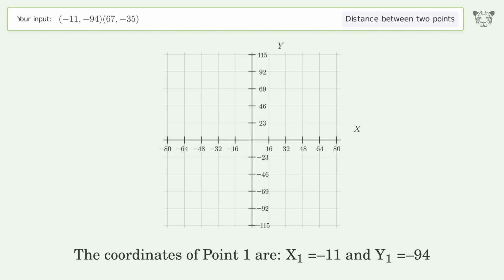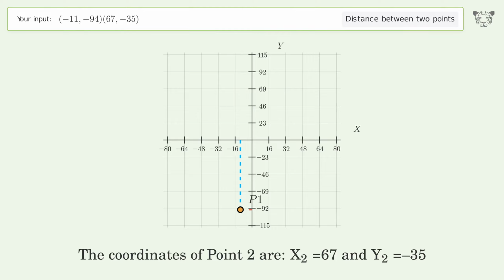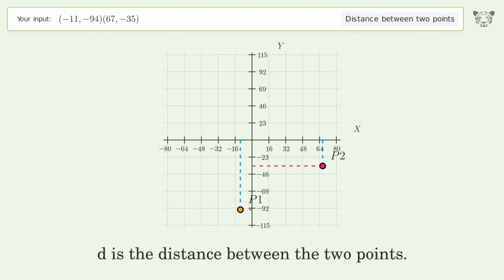The coordinates of point 1 are x1 equals -11 and y1 equals -94. The coordinates of point 2 are x2 equals 67 and y2 equals -35. D is the distance between the 2 points.